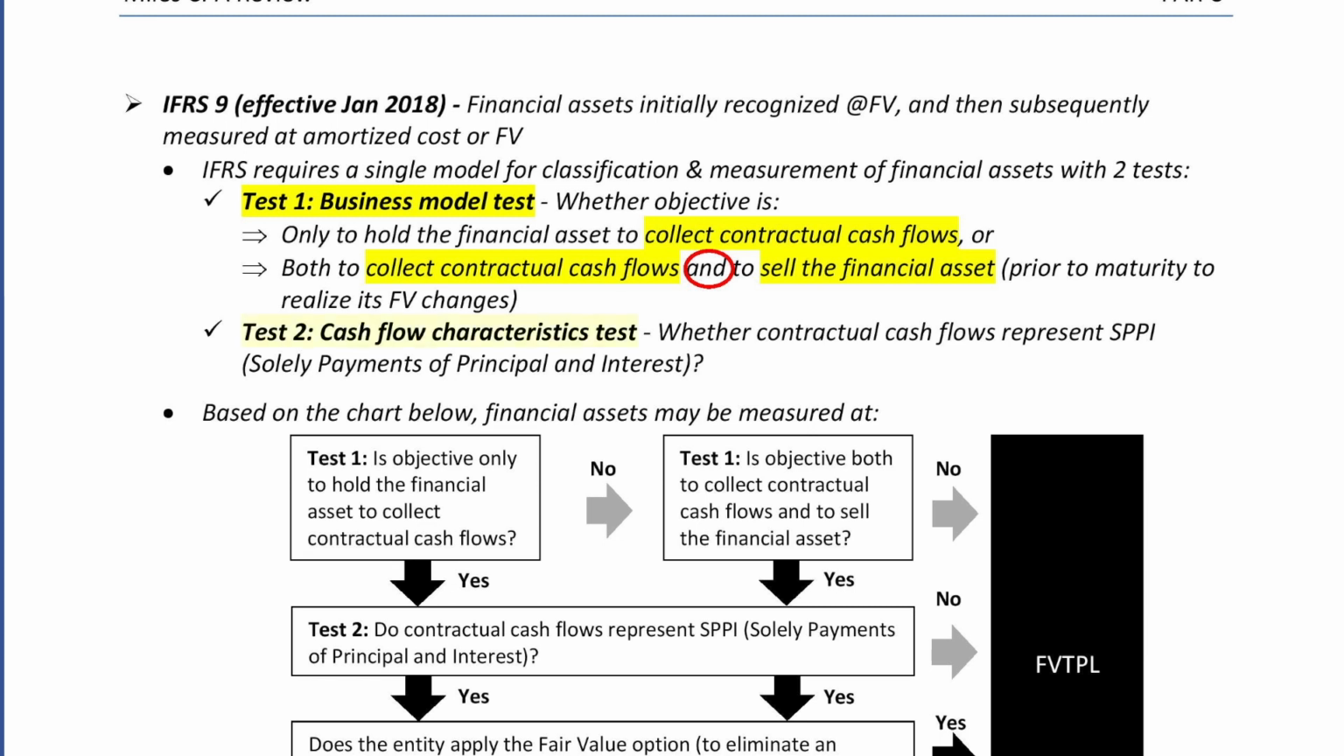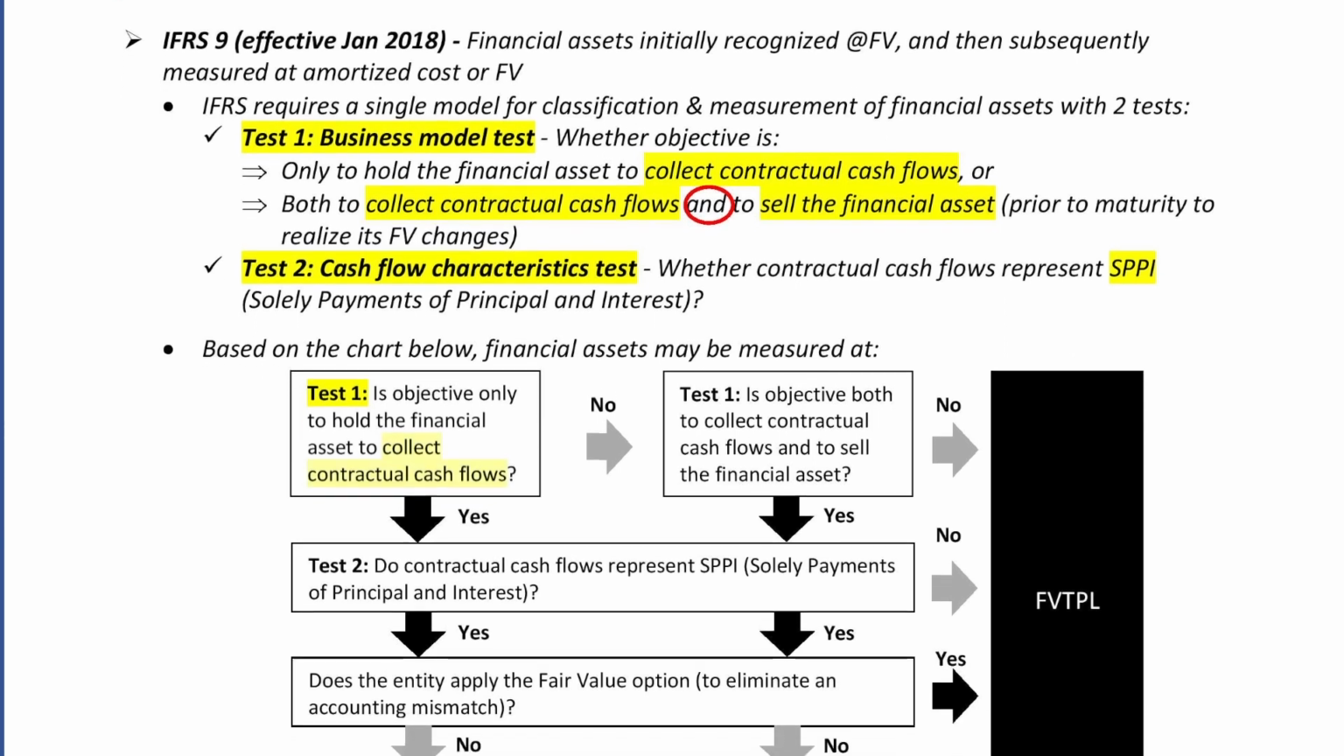And test number 2 is the cash flow characteristics test: whether the contractual cash flows represent SPPI, that's solely payments of principal and interest. And on this page, we have a chart which reflects the IFRS model for financial assets. First, we got test 1, where the question is whether the objective is to hold the financial asset to collect contractual cash flows.